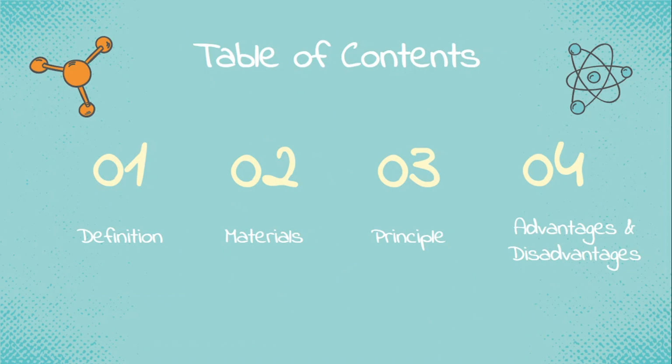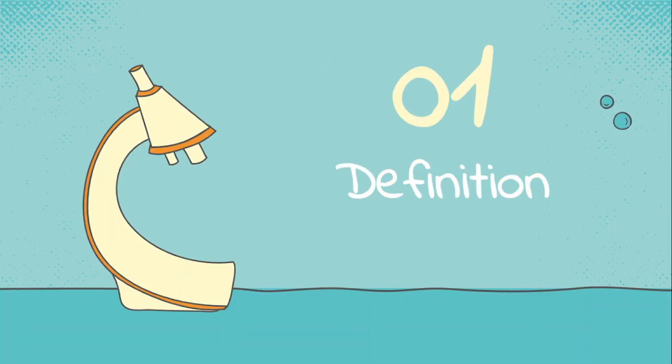These are the contents of this report. Number 1, definition. Number 2, materials. Number 3, principle. And lastly, the advantages and disadvantages.